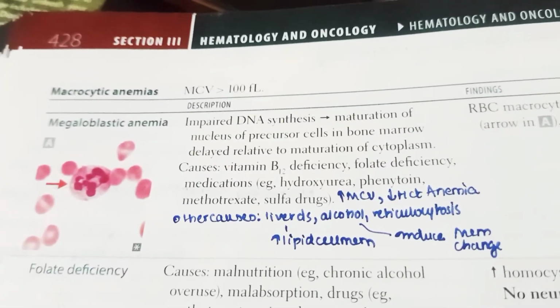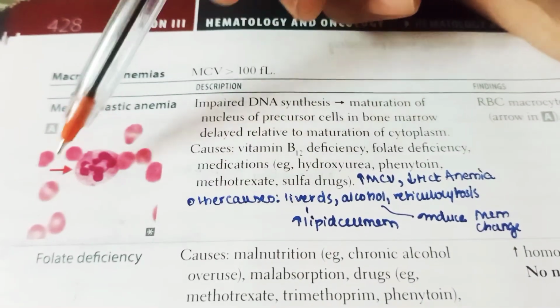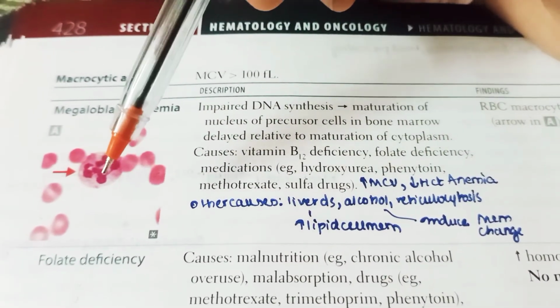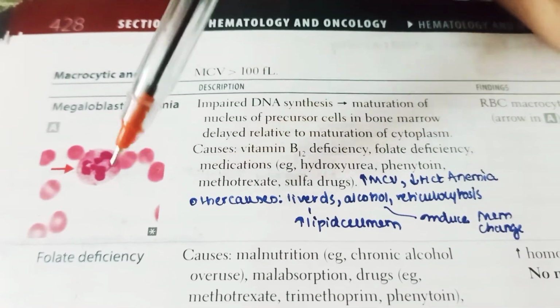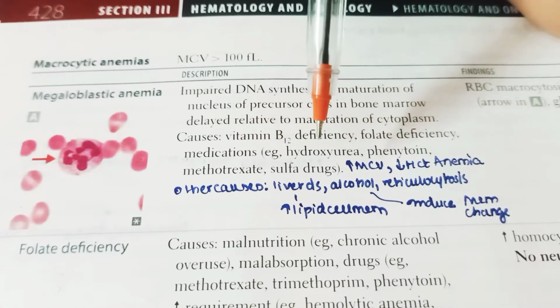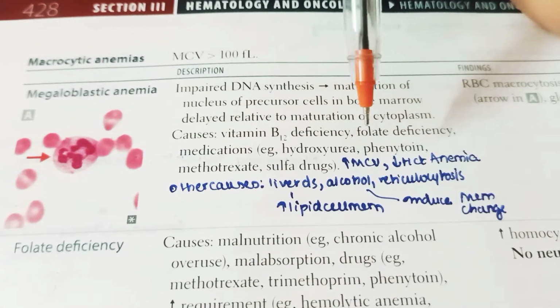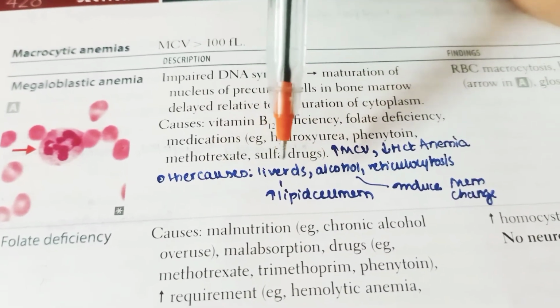Next, let us discuss macrocytic anemias. Here MCV will be greater than 100. Actually, here the problem is impaired DNA synthesis. So the maturation of the nucleus of the precursor cell is delayed, and that will lead to more maturation of the cytoplasm. And the causes are especially vitamin B12 deficiency and folate deficiency, and medications like hydroxyurea and methotrexate.